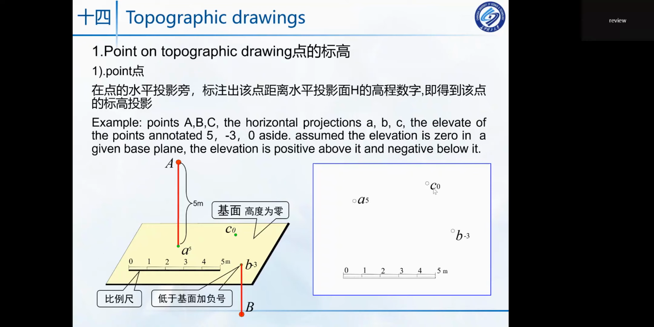Also, you can see C with the elevation of 0. It means that C is just on the ground plane. Also, you can see the B point is -3. The elevation is -3. It means this point is below the ground, not above. A is above the ground. Of course, you can see the scale ruler. So you must know how to use the scale ruler to measure the horizontal distance between these points.